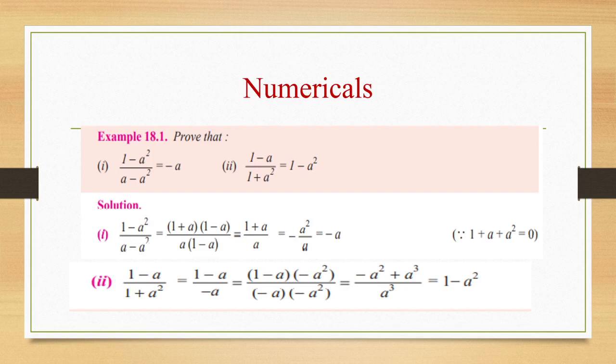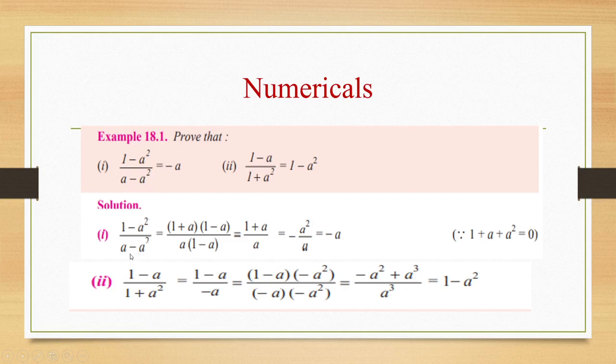Those are the zero, positive and negative sequence components of currents we are going to see. First one is to prove that (1 minus a squared) by (a minus a squared) is minus a. Second is that (1 minus a) by (1 plus a squared) is 1 minus a squared. Let us see the solution.